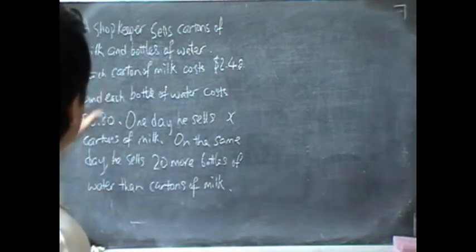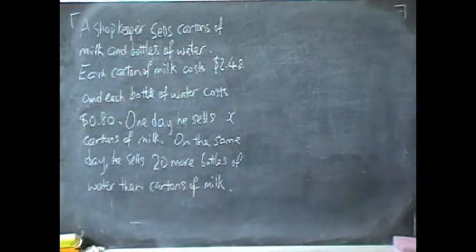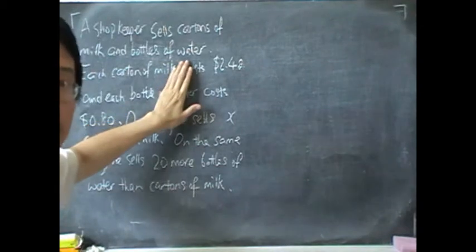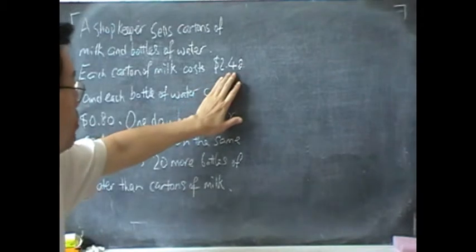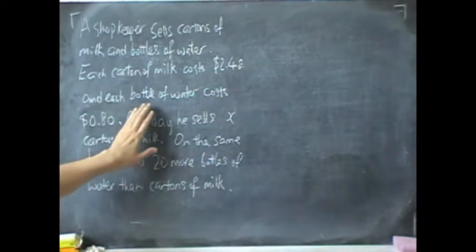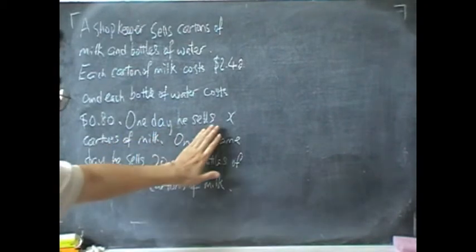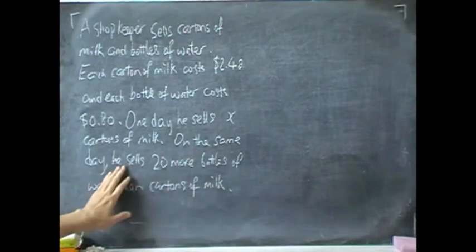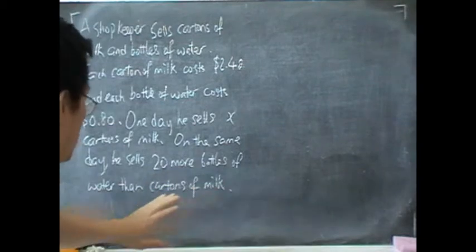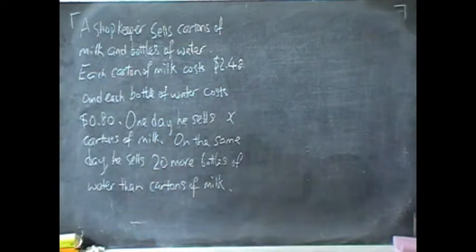Let's look at this question. A shopkeeper sells cartons of milk and bottles of water. Each carton of milk costs $2.40 and each bottle of water costs 80 cents. One day he sells X cartons of milk. On the same day he sells 20 more bottles of water than cartons of milk. So this is the background.